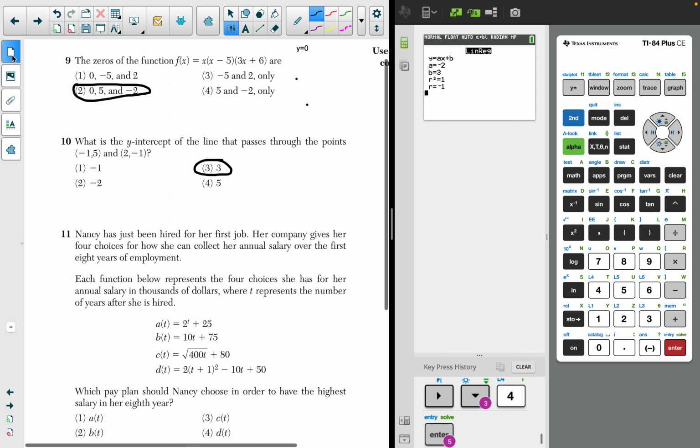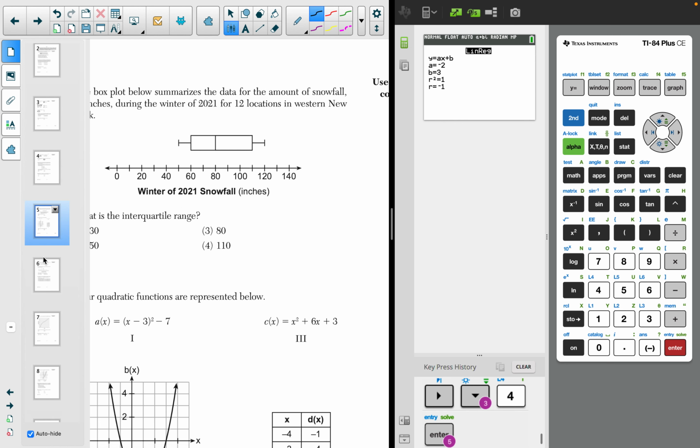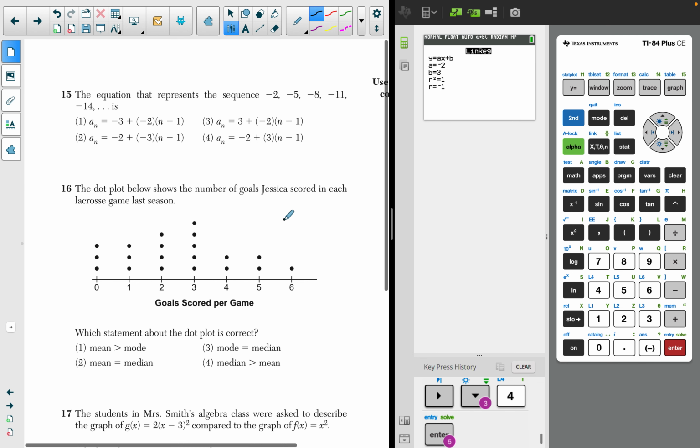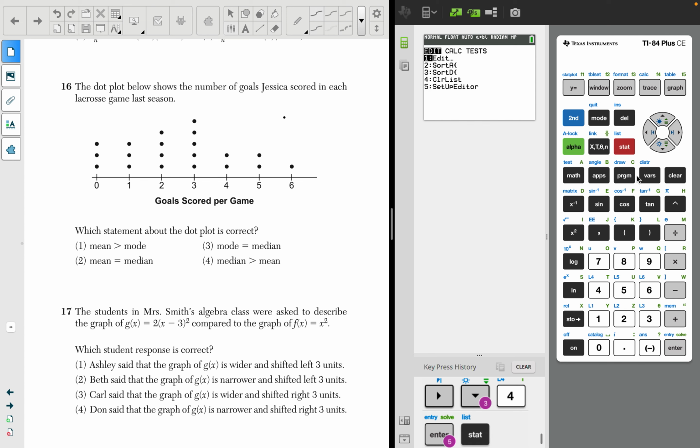Let me check if there's any more questions that we can use the calculators on. So this question, number 16, is the classic example of what we can use the calculator for. I'm going to just go over it very quickly. When you see a dot plot here, what you can do is input the entire dot plot into your calculator.